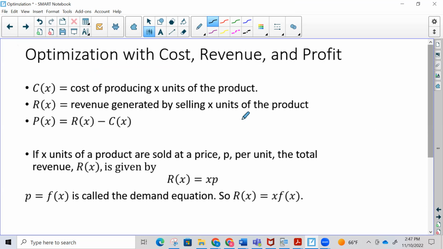Just as a reminder, we are going to do this a lot with cost, revenue, and profit. C of X is the cost of producing X units of the product. R of X is the revenue generated by selling X units of a product. The profit P of X is the revenue minus the cost. If X units of a product are sold at a price P per unit, the total revenue is given by X times P, and P is called the demand equation. So if they give you the demand equation, you multiply it by X to get the revenue.